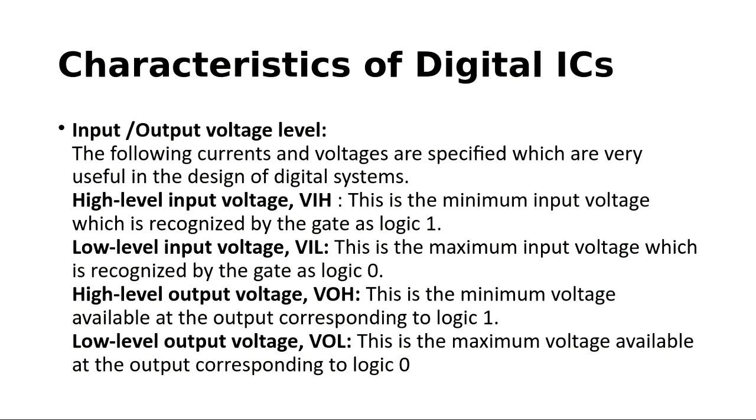Keeping things simple, it's all about playing with different voltage levels to recognize whether it is a binary 0 or a binary 1. So the low voltage level range will be considered as 0, and the high voltage level range will be considered as 1. And the same way the ICs behave at their input and output.